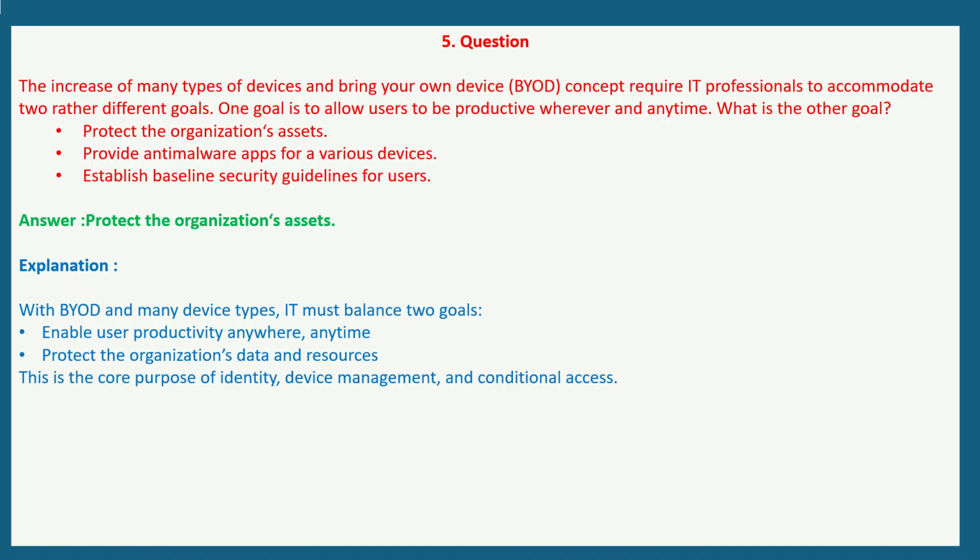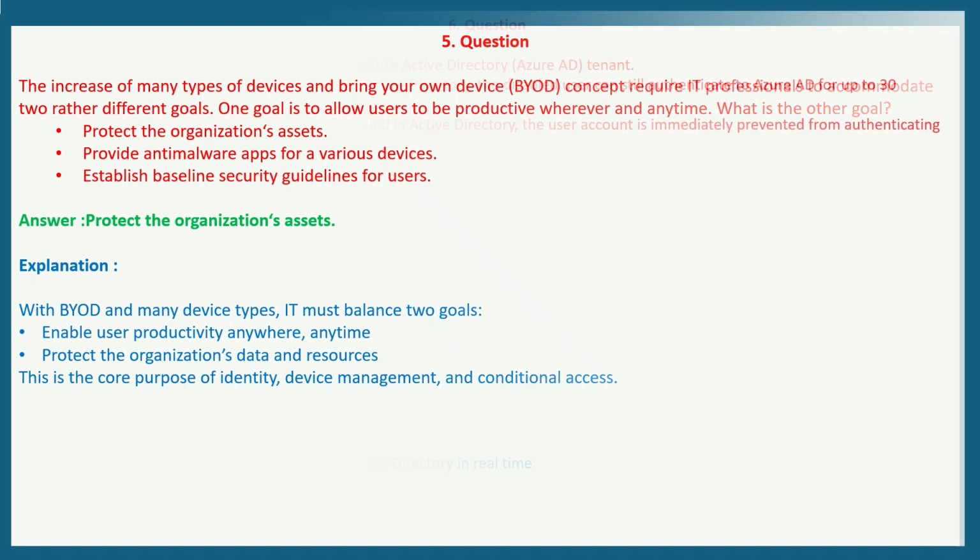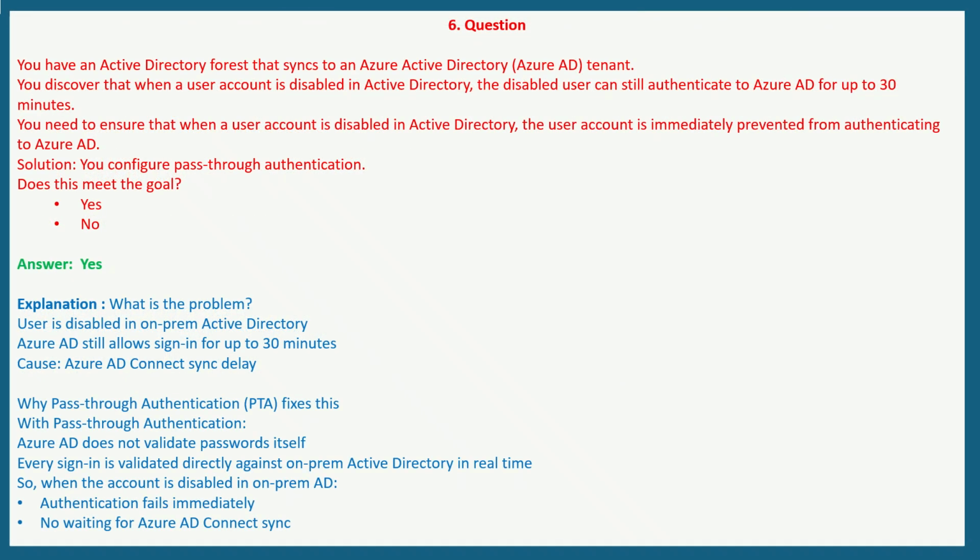Question number 6. You have an Active Directory that syncs to an Azure Active Directory, that is called Entra ID now. You discover that when a user account is disabled in Active Directory, the disabled user can still authenticate to Azure AD for up to 30 minutes. You need to ensure that when a user account is disabled in Active Directory, the user account is immediately prevented from authenticating to Entra ID, that is called Azure AD.